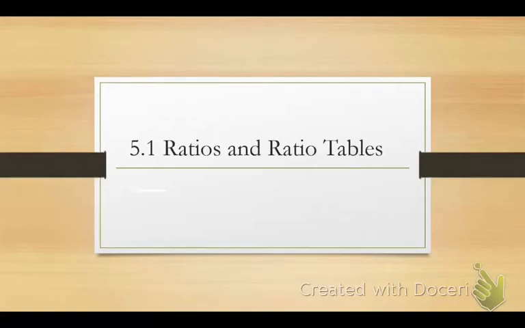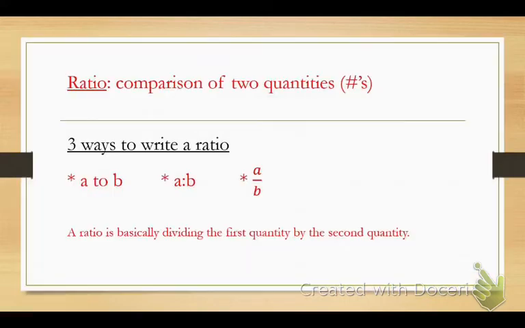All right, guys, today we're going to be starting 5.1 ratios and ratio tables. There are a few vocab words that I'd like you to write down, so go ahead and write this down at the top of your notes. So first off, you've got the definition. The definition of a ratio is a comparison of two quantities or two numbers. So it's comparing two things together.